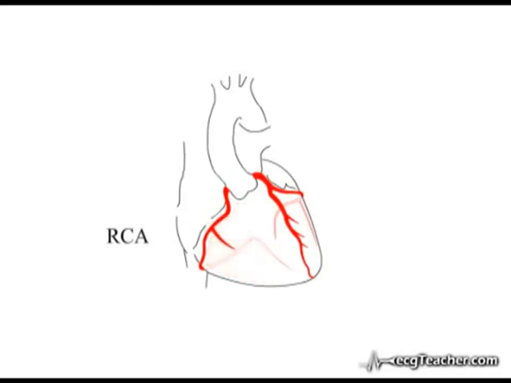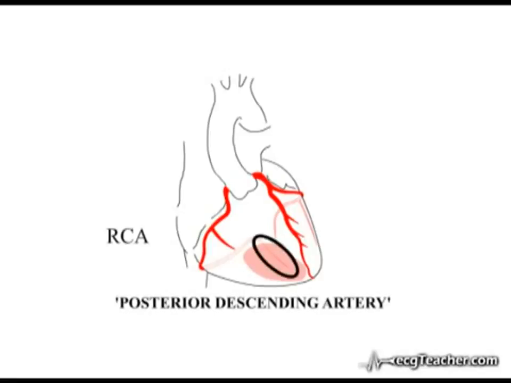In 90% of individuals, the RCA then goes on to supply the inferior surface of the ventricles through a branch called the posterior descending artery. This posterior descending branch also supplies the posterior 1/3 of the interventricular septum.